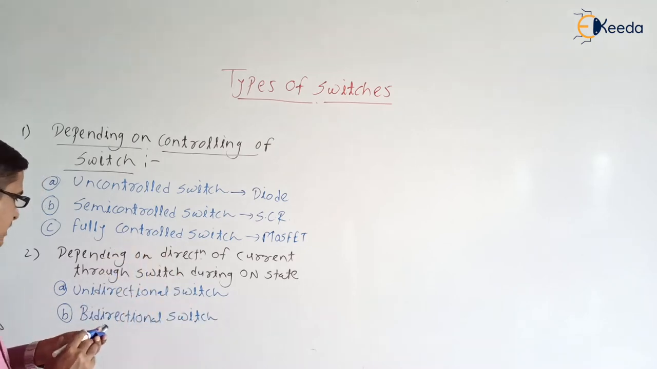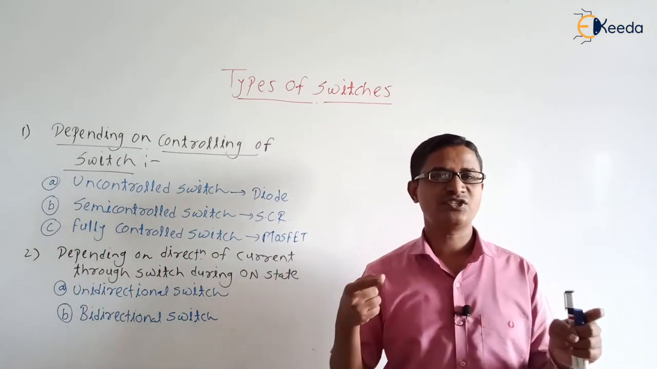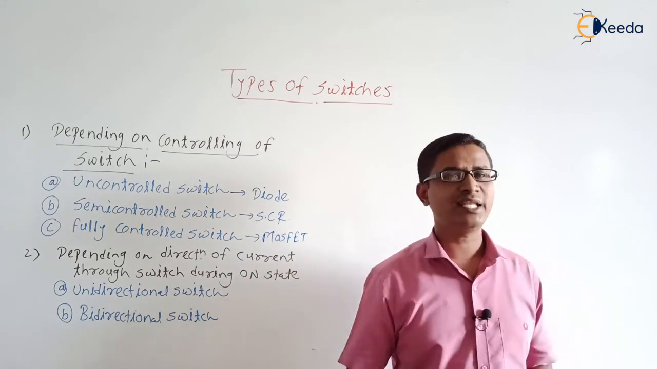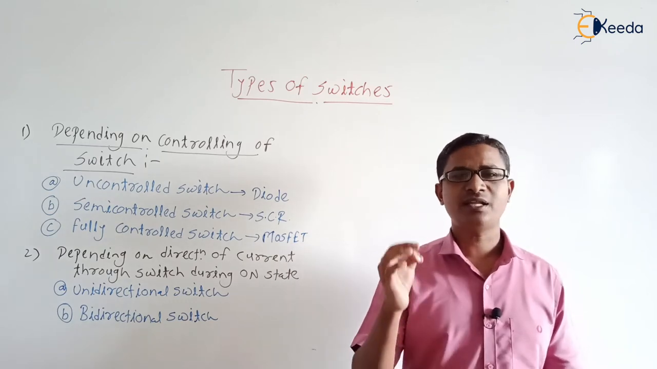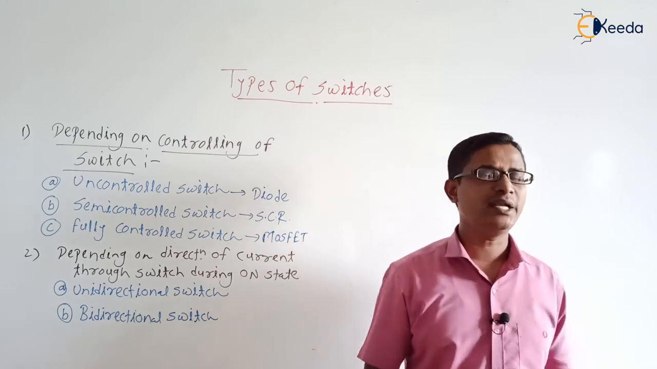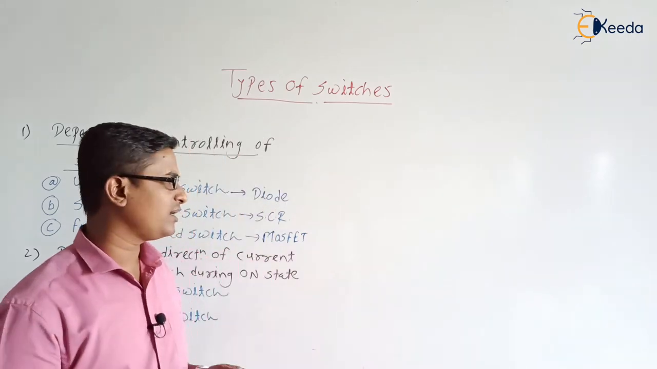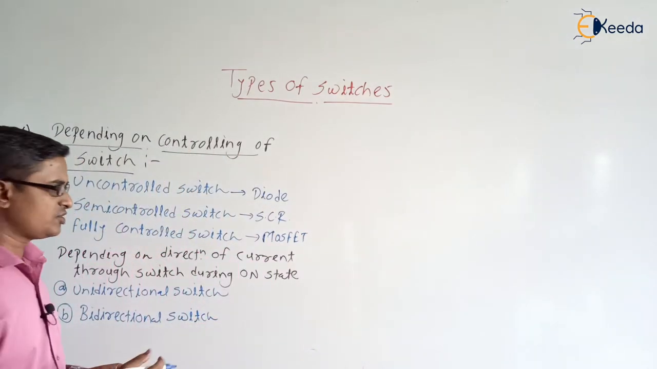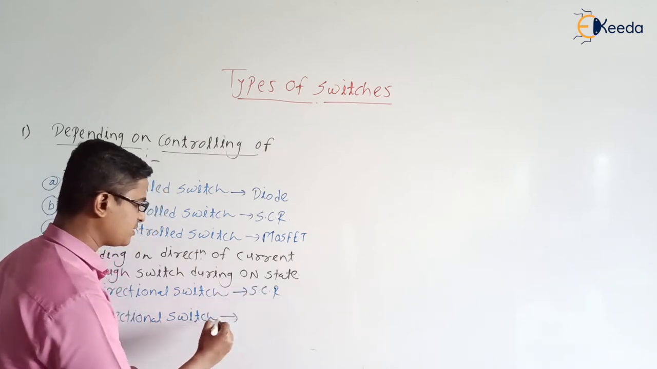Okay, so here we need to concentrate on the on state of the switch as well as the direction of current flowing through the switch. The switch is said to be unidirectional if it allows the current in only one direction through it during its on state. The switch which is allowing the current in only one direction during its on state is known as the unidirectional switch. SCR is an example of a unidirectional switch.